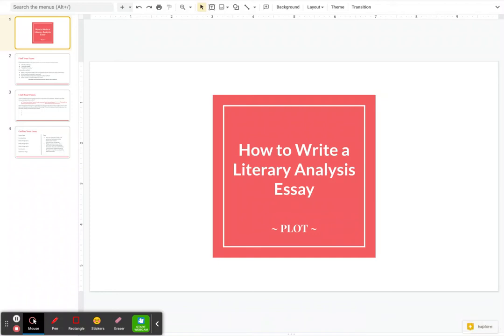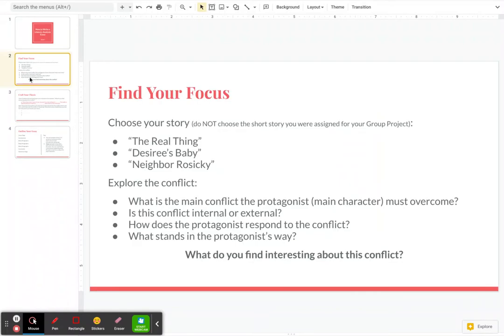How to write a literary analysis essay that's focused on plot. The first thing you'll need to do for this assignment is choose the story you want to write on, either The Real Thing, Desiree's Baby, or Neighbor Rossiki. Now, you should not choose the story that you were assigned for your group project.